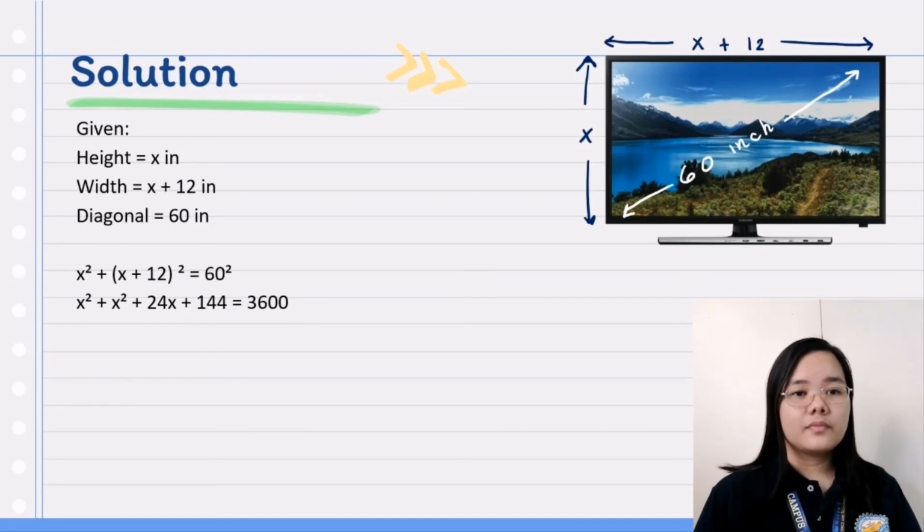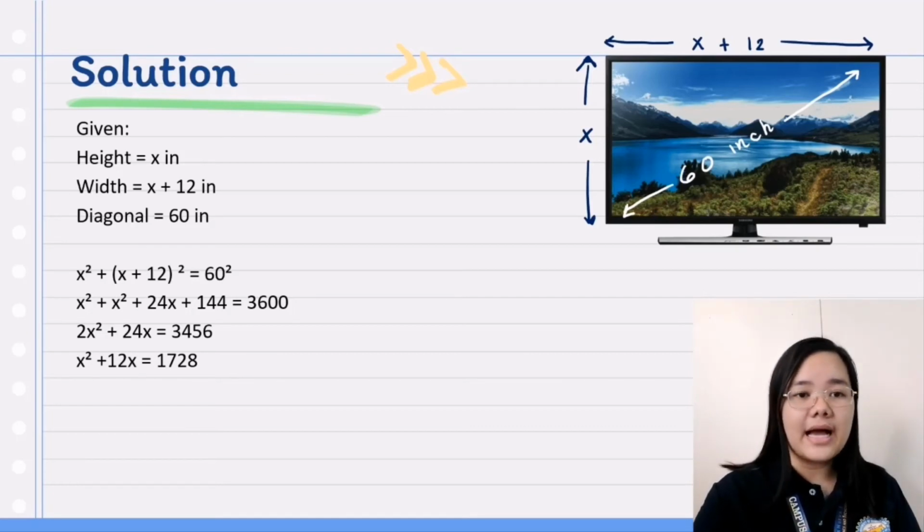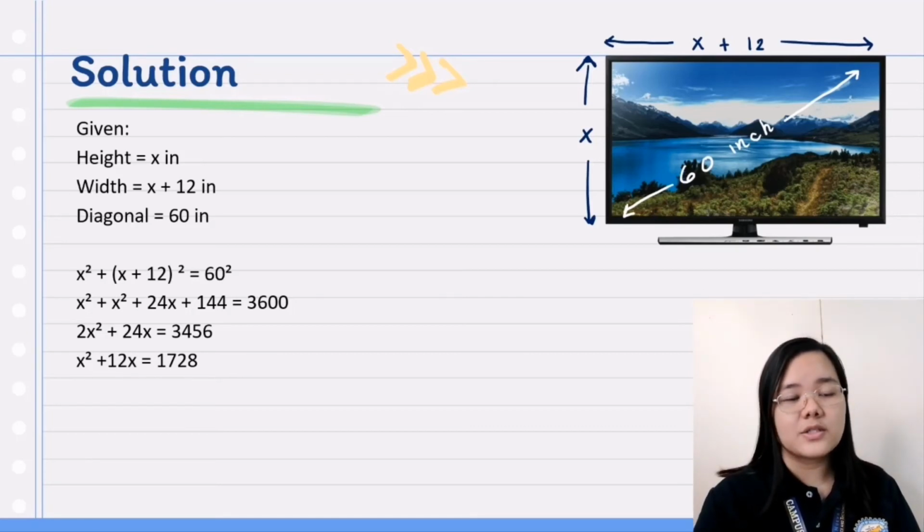We have to subtract 144 on both sides. 2x squared plus 24x equals 3,456. Since all of the terms are divisible by 2, we can divide both sides by 2. x squared plus 12x equals 1,728. So what can be added to x squared plus 12x to make it a perfect square?